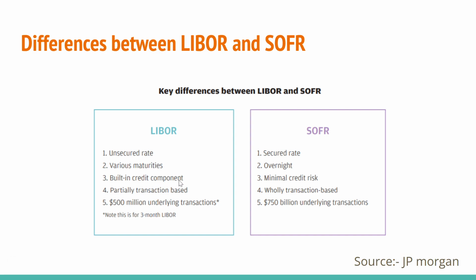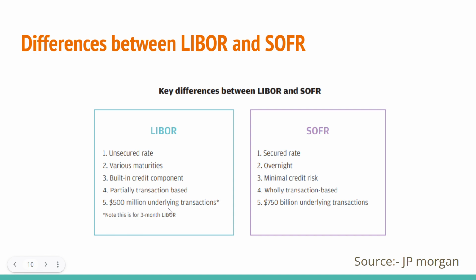In LIBOR, because it was based on unsecured transactions, LIBOR used to incorporate the credit risk, right? But SOFR, because it is based on secured transactions, does not incorporate the credit risk. So you need to add a spread to SOFR to incorporate this credit risk. LIBOR was partially based on transactions, and some part of guesswork was also there based on the panel submissions of the banks. SOFR is wholly transaction based, okay?